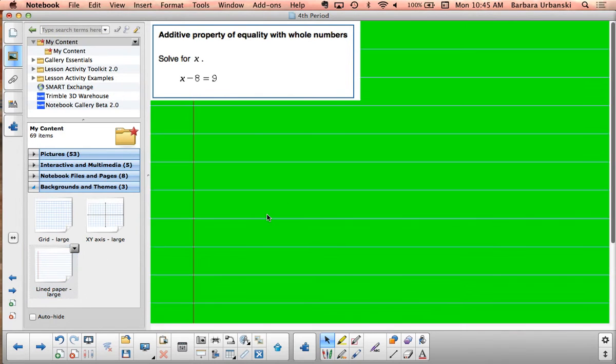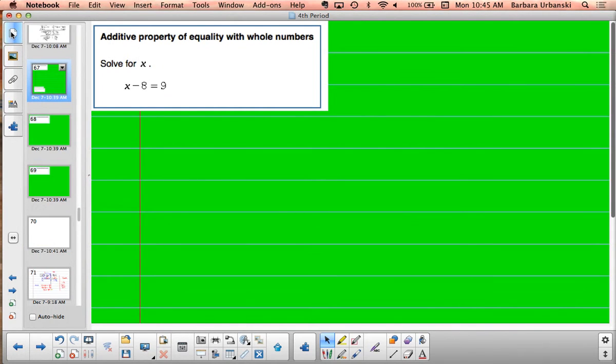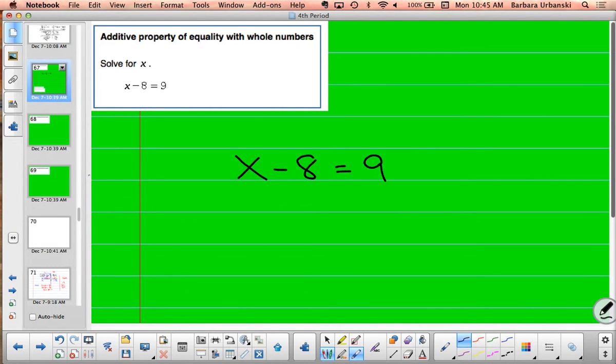And the first thing that I'd really like to do is to make sure that you're using the lines of your paper. It's going to be very important to do that. So first we're going to copy the problem, and we have x minus 8 equals 9. Now most of you are already going to know what the answer is, which is fine, but we're not just trying to get the correct answer. We're trying to learn a process, and we're trying to learn how to then check our work by substituting the value of a variable. So here we have a simple equation, x minus 8 equals 9.